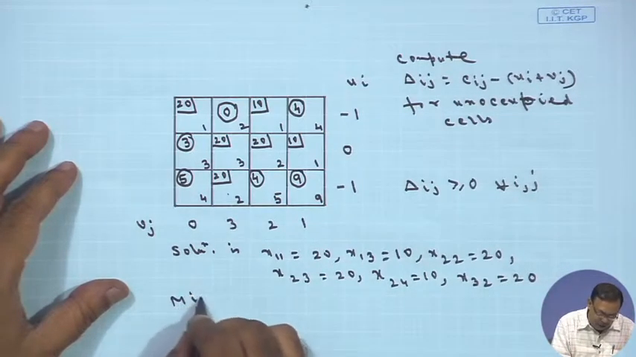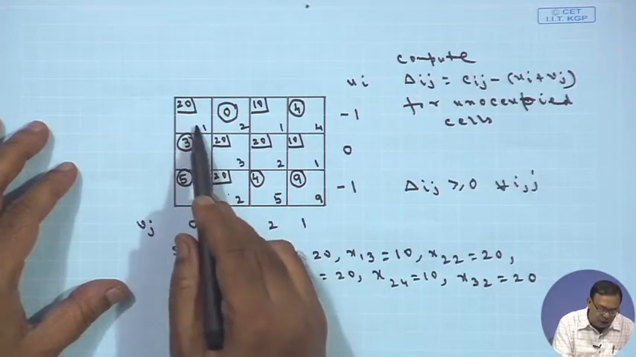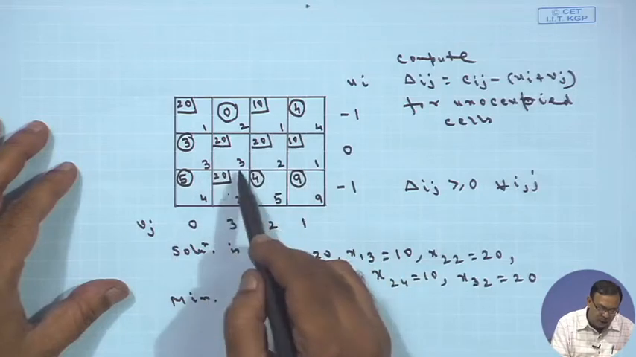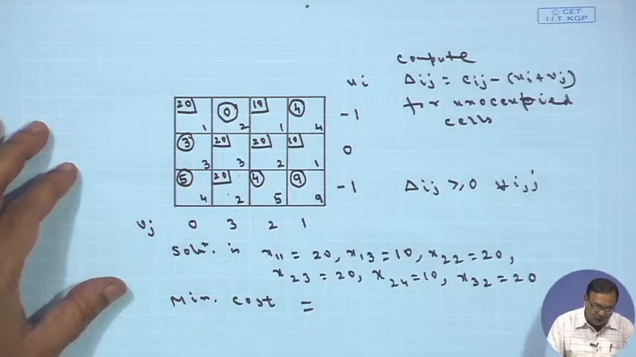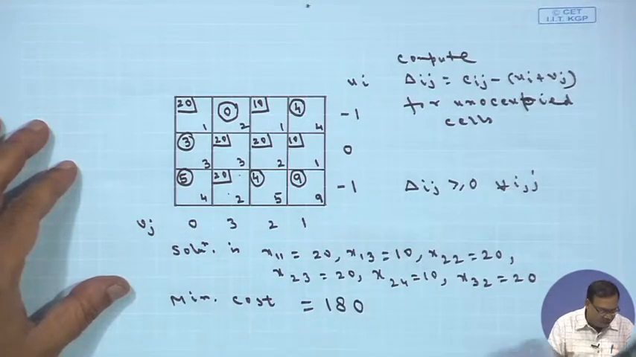And the minimum cost you can also calculate as usual, that is 20 into 1, 10 into 1, 20 into 3, and like this way, the sum of all the occupied cells. The minimum cost you will find as 180.